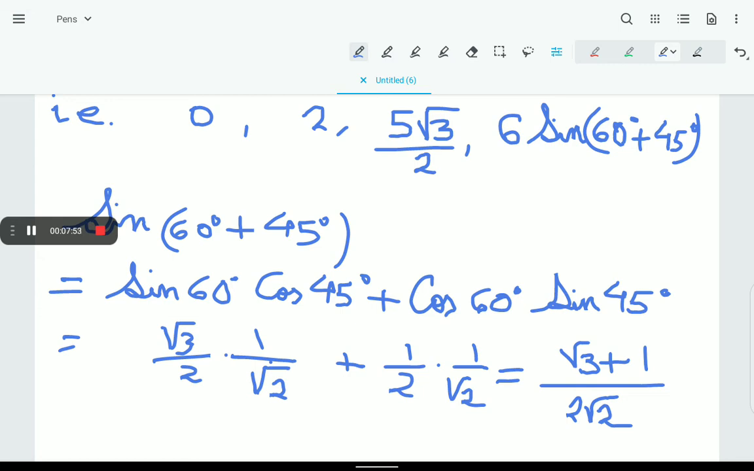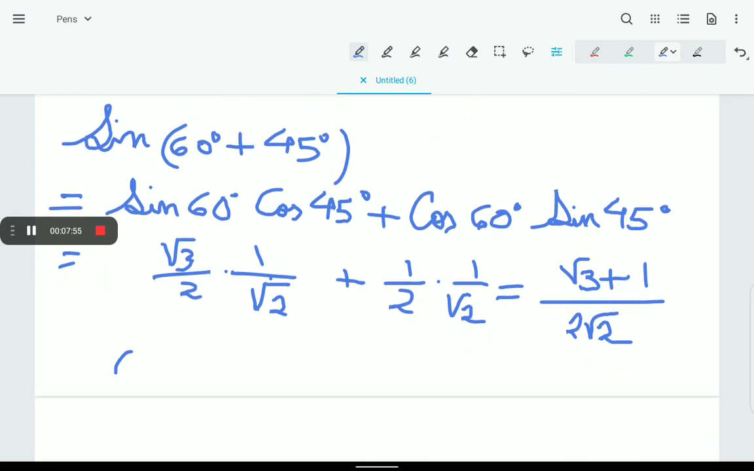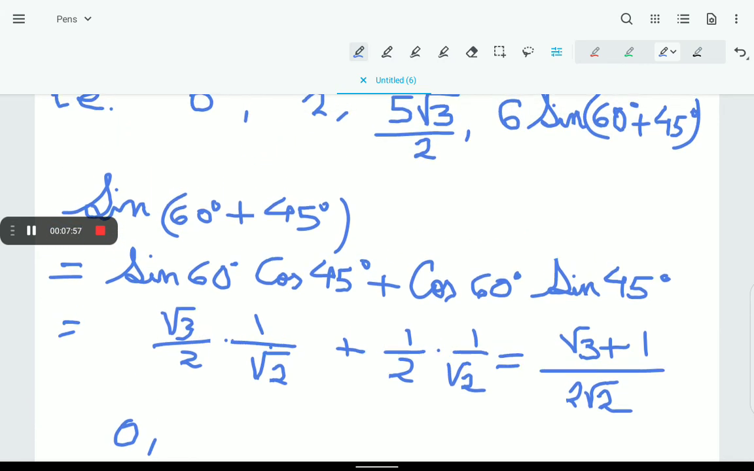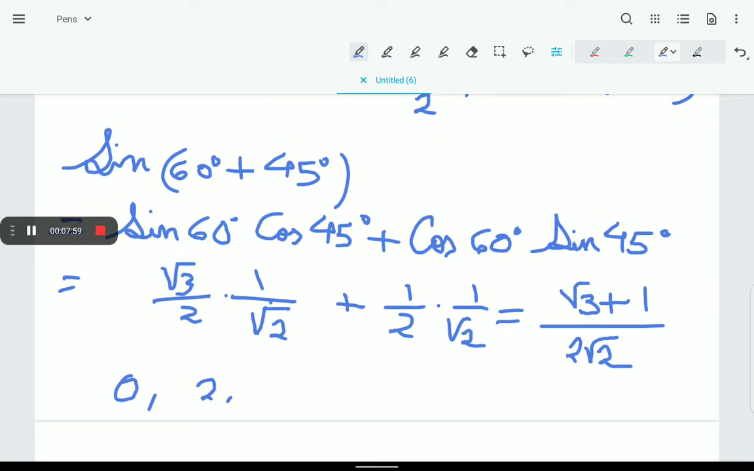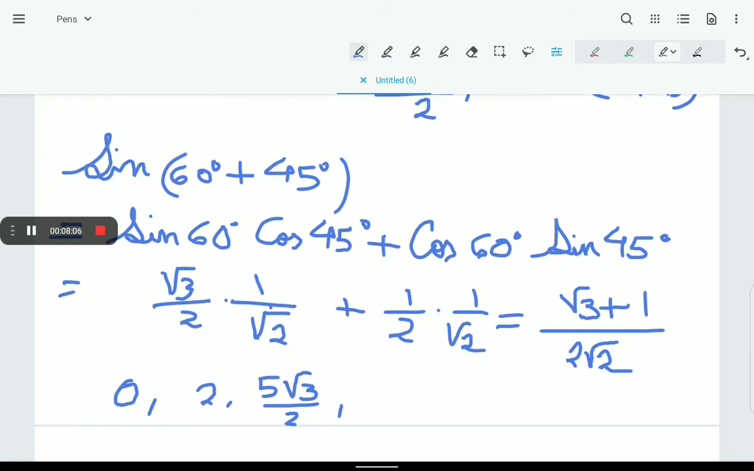Therefore, components along y-axis are 0, 2, 5 root 3 by 2, and 6 into root 3 plus 1 divided by 2 root 2. Alright.